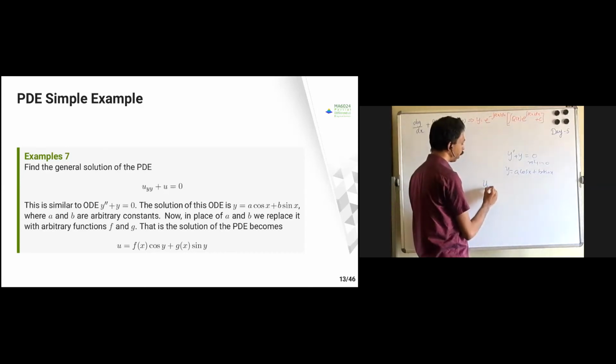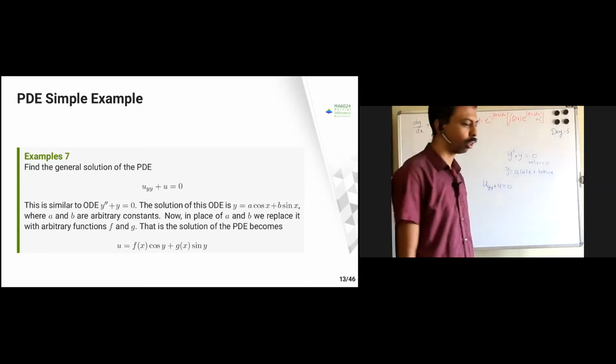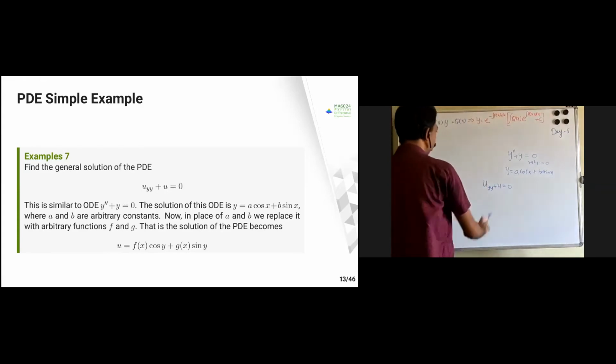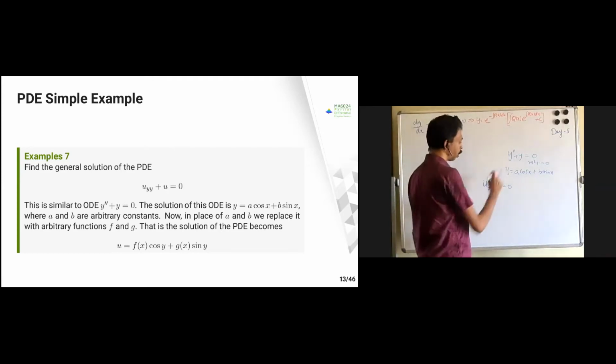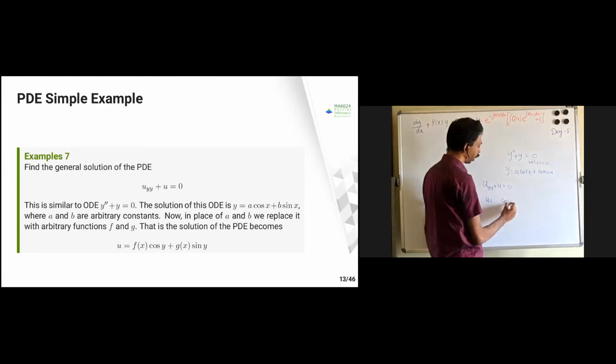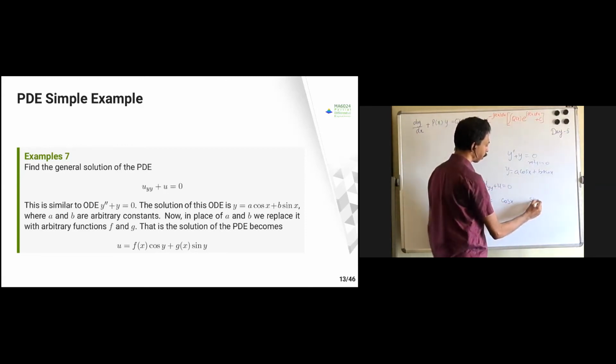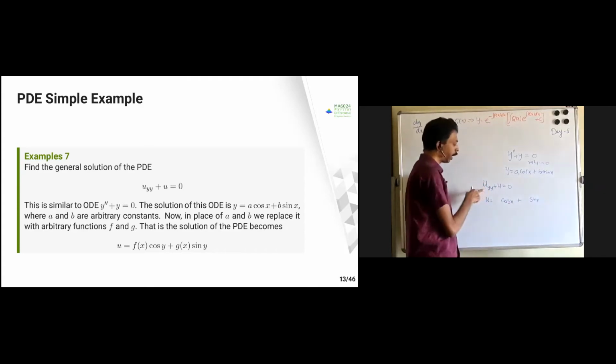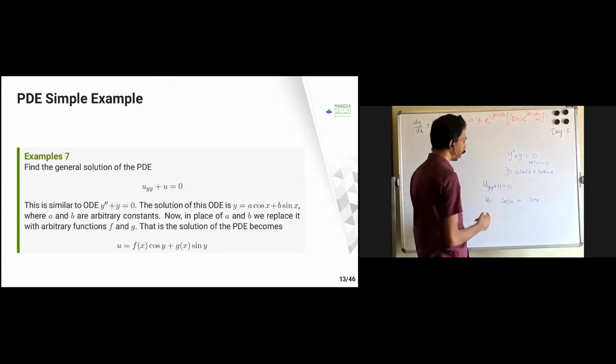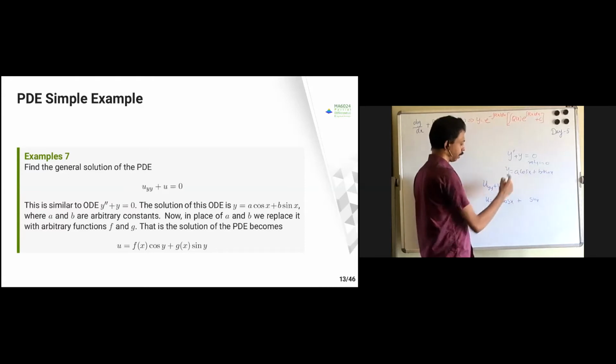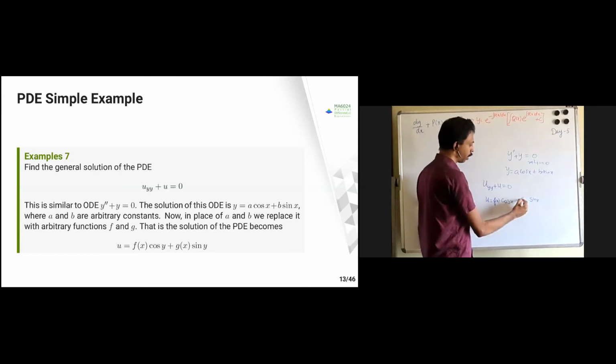So u_yy plus u equal to 0. Then again same thing. So this is similar to this one. So I got u equal to, again same thing is going to come, cos x and sin x are going to come. Now I'm just integrating with respect to y. Therefore, what I'm going to get instead of a and b is something with respect to y. Therefore, this a should be a function of x. So I will get some f of x into cos x plus some g of x.